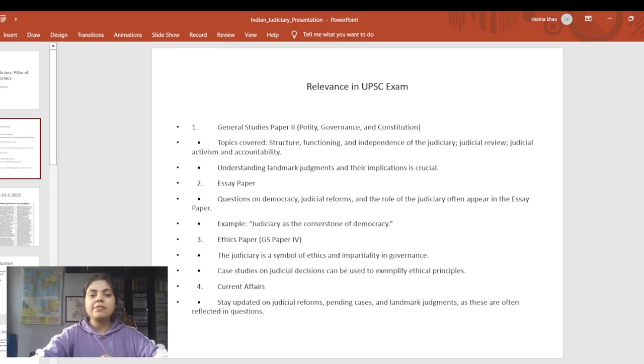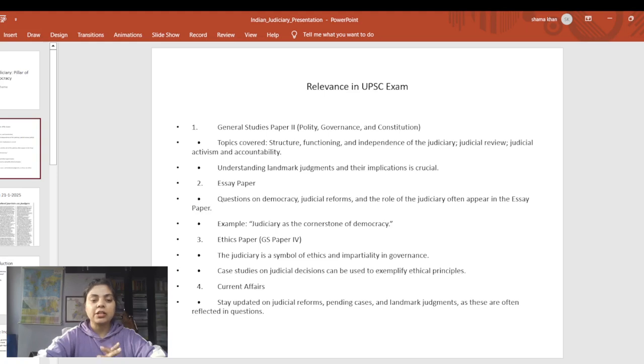So here we can directly connect it with our prelim syllabus also, that is of polity. I forgot to include the prelim syllabus, but I hope you have already gone through it. In GS paper 2 we can connect this topic from structure, functioning and independence of judiciary, judicial review, judicial activism and accountability. In the essay paper also we can have this kind of a question, and apart from that, directly or indirectly in GS paper 4 also, judiciary is a symbol of ethics and impartiality in governance.